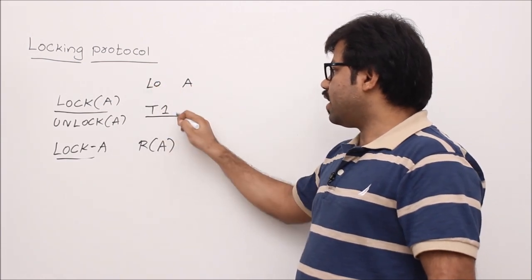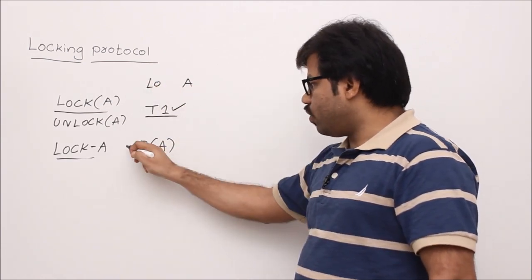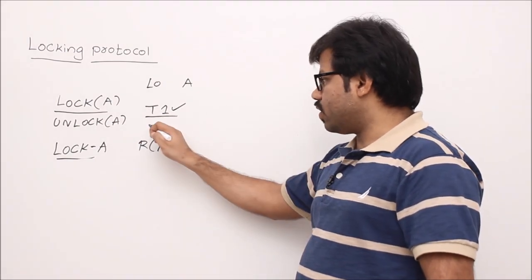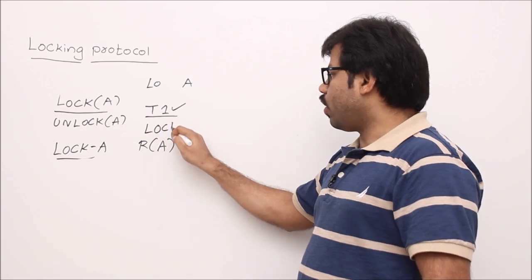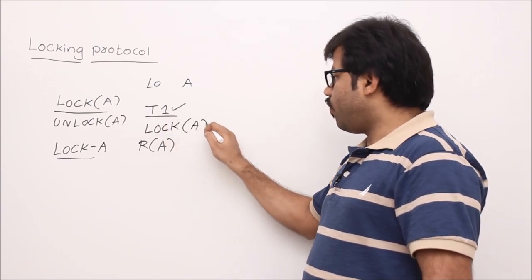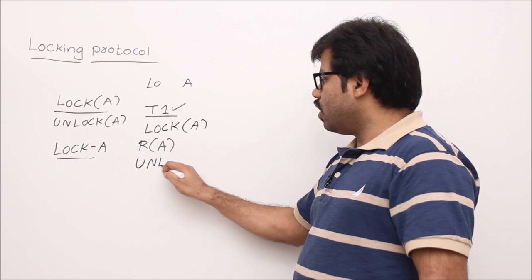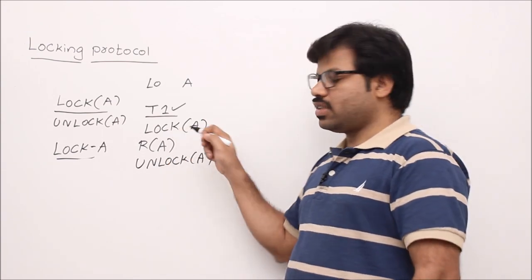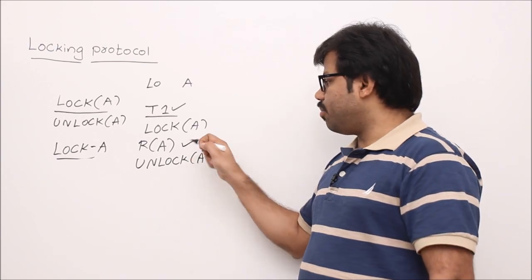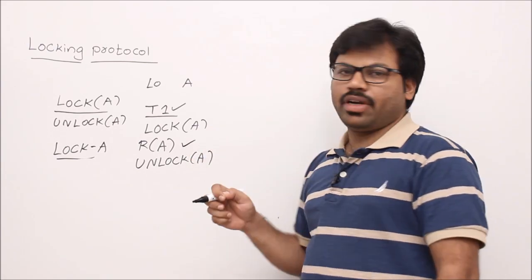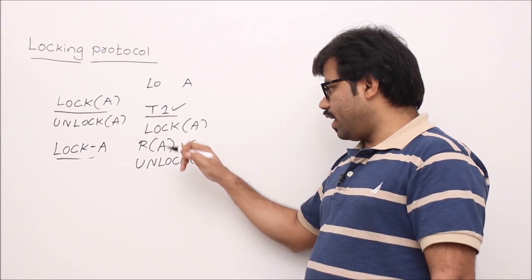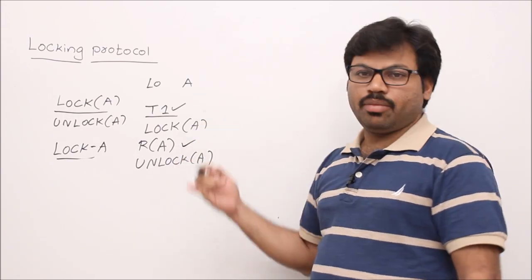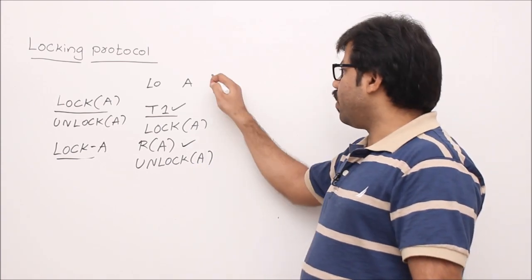Whenever transaction T1 wants to do read of A, on behalf of T1, your DBMS software will first execute lock of A, and after that it will execute unlock of A. If lock of A is successful, then read of A can be done. Otherwise read of A cannot be done. If lock of A is successful, read of A will be done and unlock of A will be done, which means the lock will be released. What is the meaning of releasing the lock?